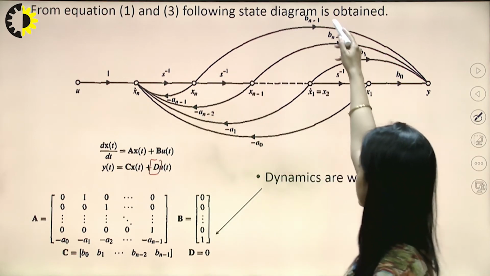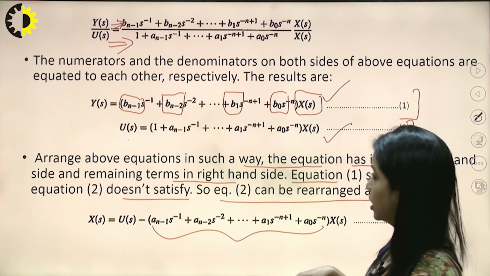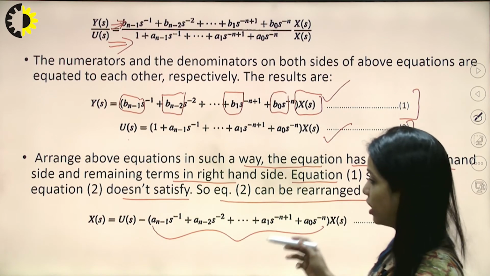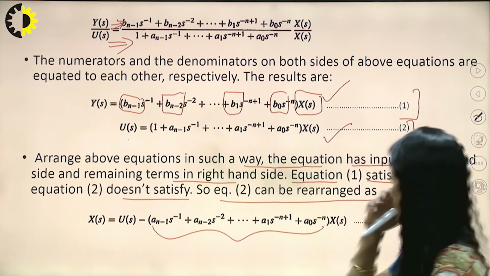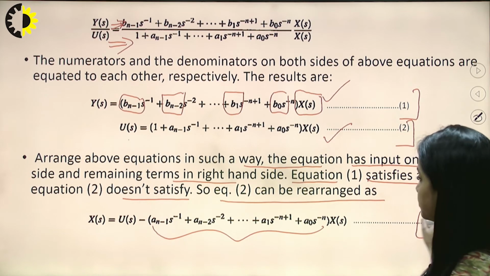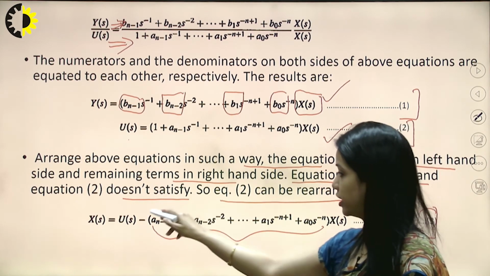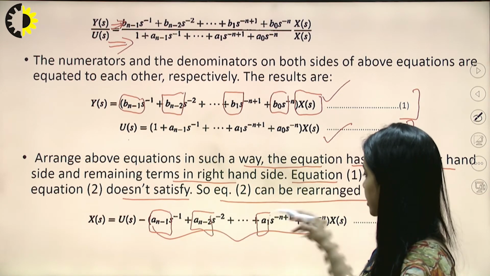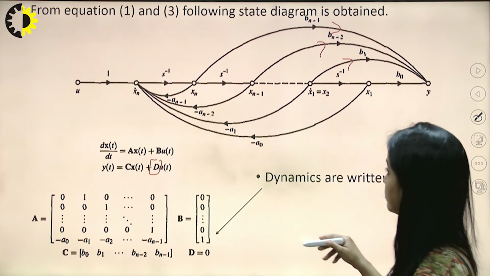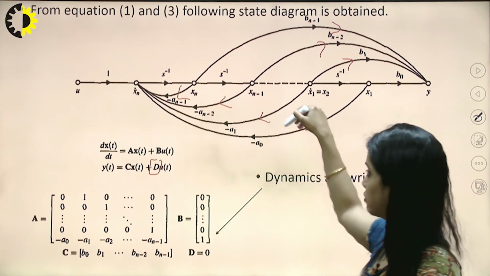We can see this one, this one, this one, and the components which are available in the third equation here will be coming as the feedback branches: A of n minus 1, A of n minus 2, A of 1 and A naught. So here we have A of n minus 1, A of n minus 2, minus A naught.